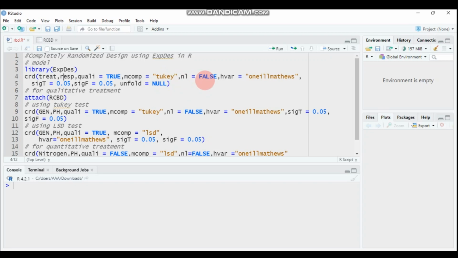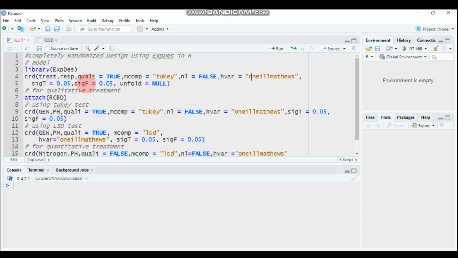And again, here is a linear regression model. If it's false, we are adjusting the linear regression, and if it's true, we are adjusting the non-linear regression. And here is hvar, which stands for checking of homogeneity of variance or homoscedasticity among the groups. And here is sigT, which is equal to 0.05, the mean comparison level of significance, and the default is 0.05, and the sigF, which is for the F table of ANOVA, and the default is 0.05.